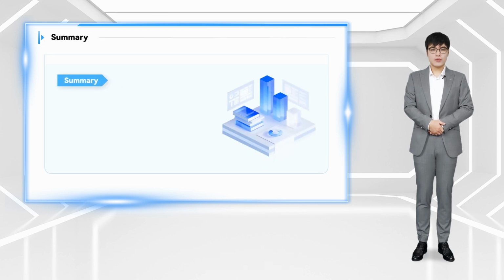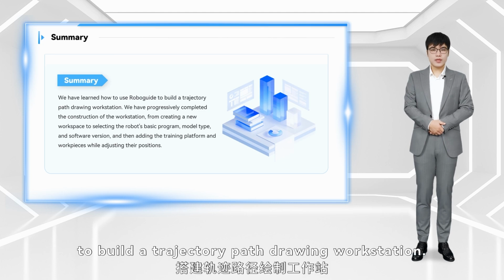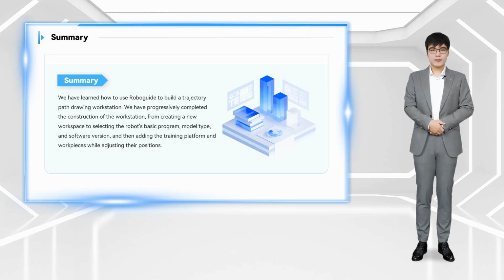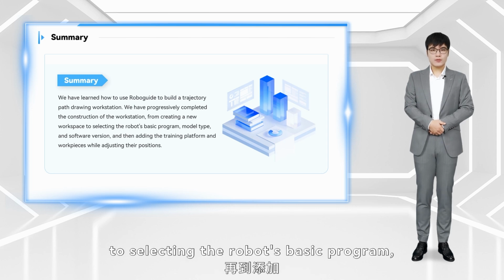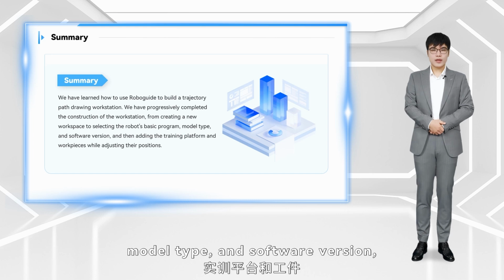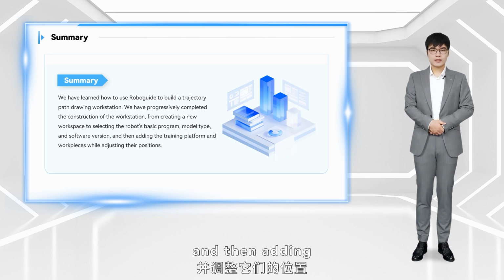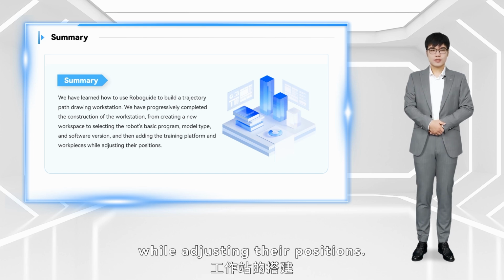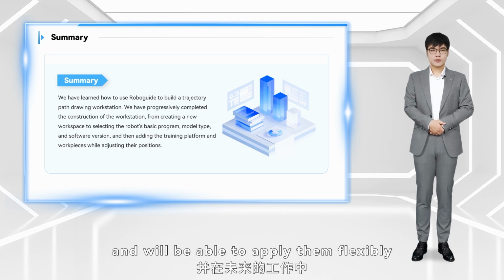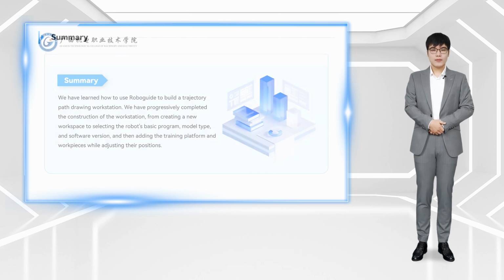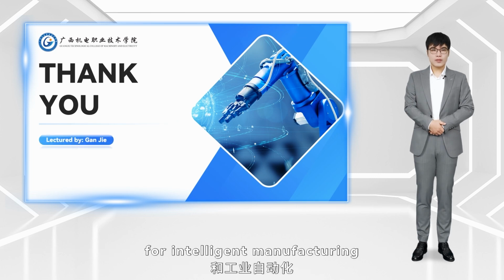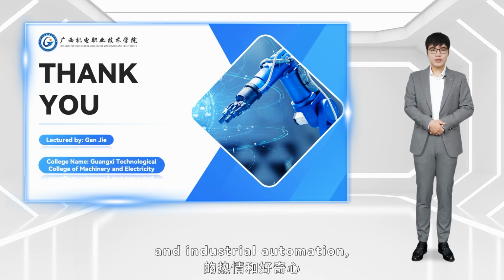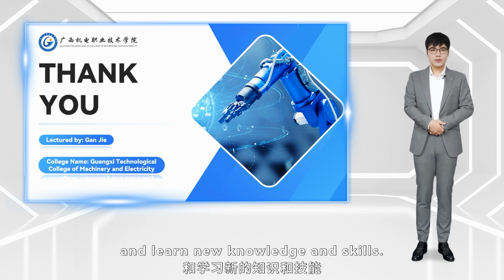In today's lesson, we have learned how to use RoboGuide to build a Trajectory Path Drawing Workstation. We have progressively completed the construction of the workstation, from creating a new workspace to selecting the robot's basic program, model type, and software version, and then adding the training platform and workpieces while adjusting their positions. I hope that you have become proficient in these skills and will be able to apply them flexibly in your future work. At the same time, I also hope that you will maintain your passion and curiosity for intelligent manufacturing and industrial automation, and continue to explore and learn new knowledge and skills.